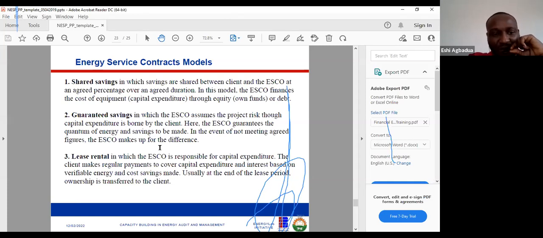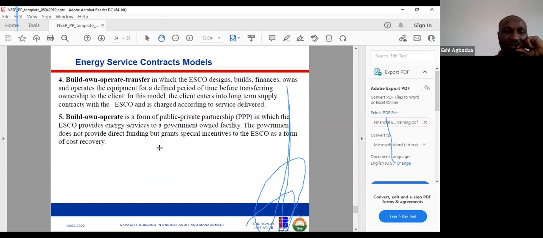So they have different models. I will not go deep into them. There's shared savings, there's guaranteed savings, there's lease rentals, there's build, own, operate, transfer. In this particular case, the ESCO designs, builds, finances, and owns the equipment for a period of time before he transfers it to the client. So he builds it, and after a period of time, he has recouped what he has invested in it. Then he can now transfer it to the client.